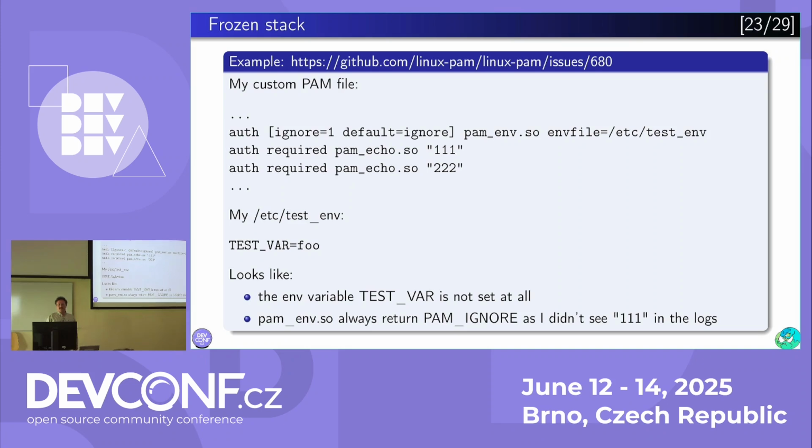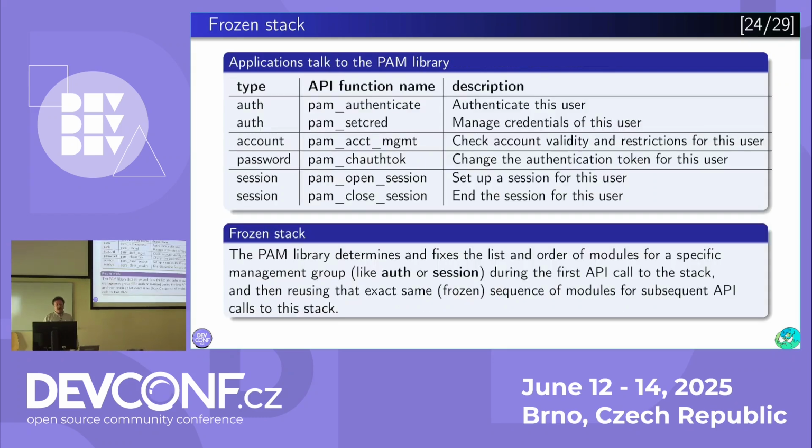Okay, the most mysterious thing. It's a real case from a real Linux-PAM issue. Somebody asked us why in this very simple example, pam_env always returns PAM_IGNORE, so the PAM configuration doesn't work. And to explain what's happening here, I want to bring back this table.